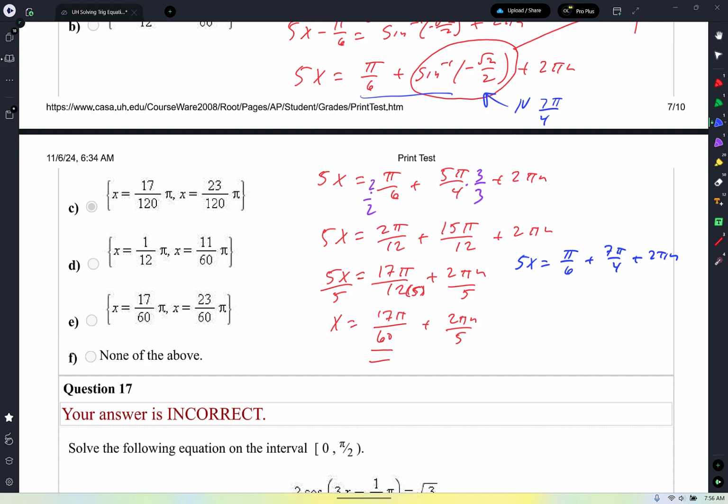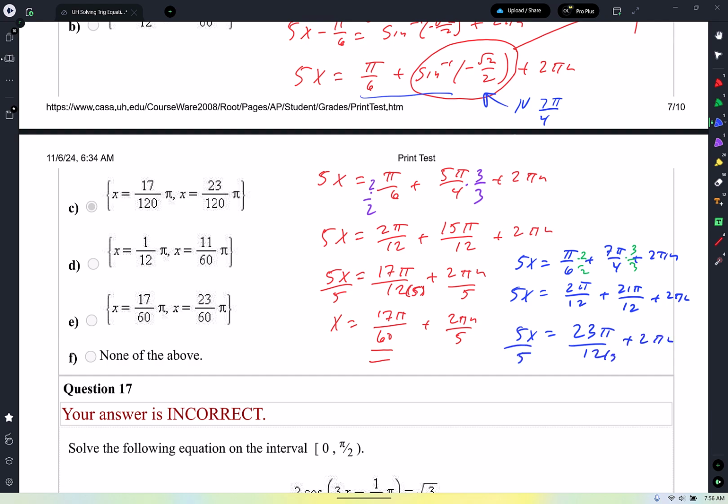Again, I'm going to multiply. Multiply this one by 2 over 2 and this one over here by 3 over 3. Common denominator, the common denominator being 12. So I'm going to have 5x equals 2 pi over 12 plus, 7 times 3, 21 pi over 12 plus 2 pi n. 21 plus 2, that's 23. So 5x equals 23 pi over 12 plus 2 pi n.